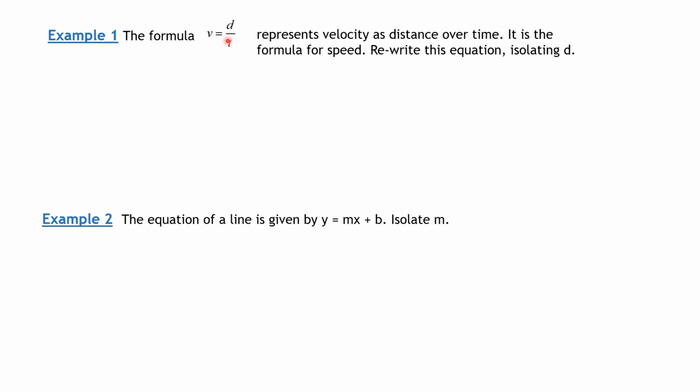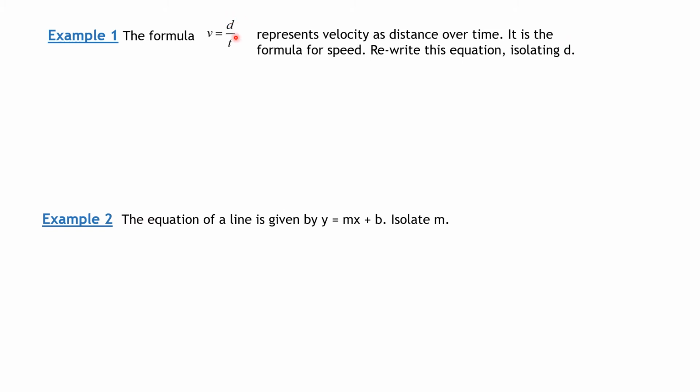We've got a formula, v equals d over t. And that represents velocity, that's the v, as distance over time. It's the formula for speed. And you may be doing this in science. Rewrite this equation isolating d. I want d to be isolated.